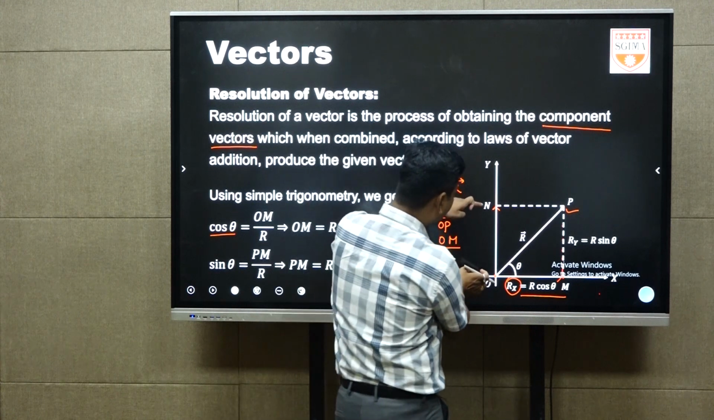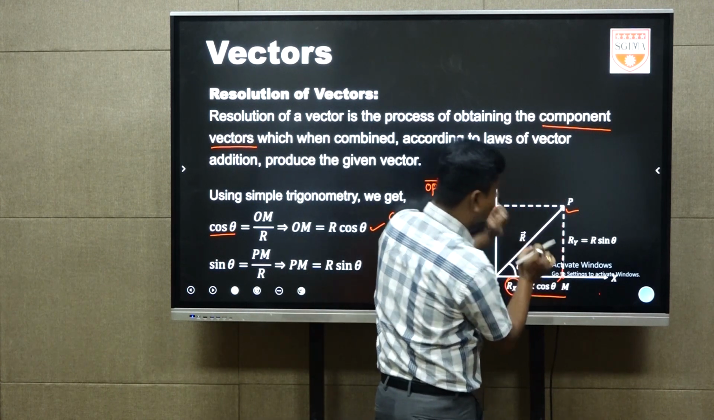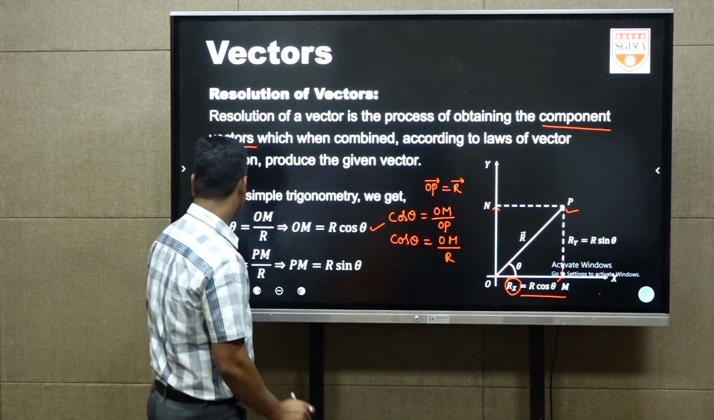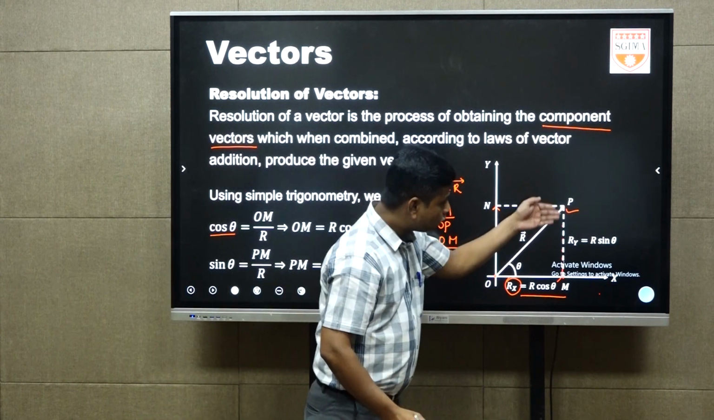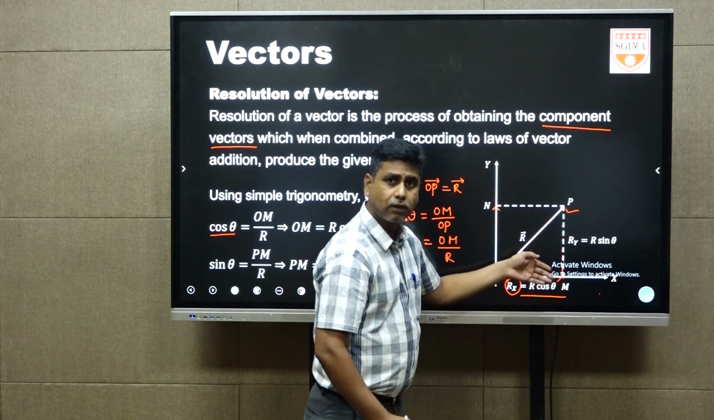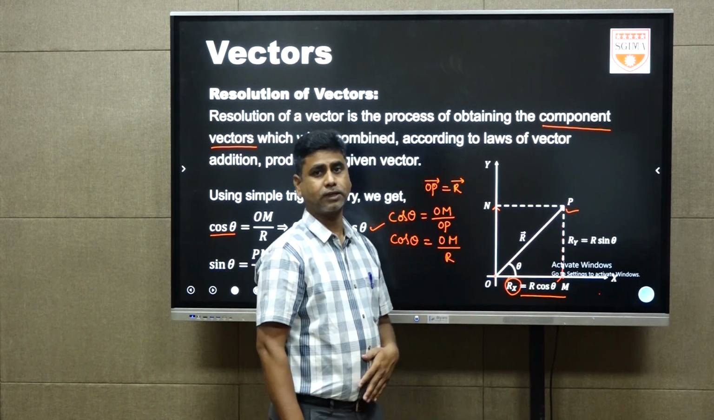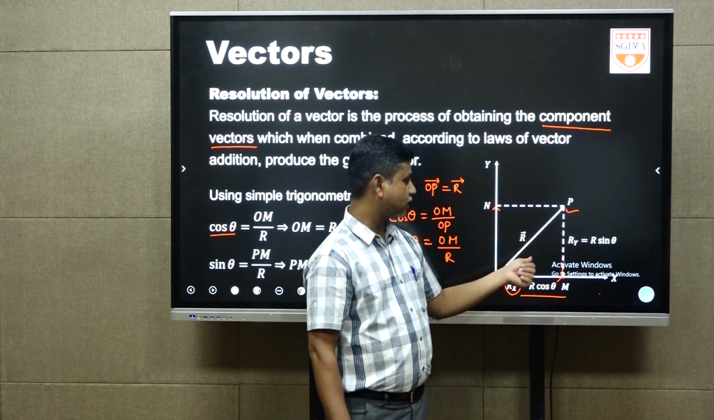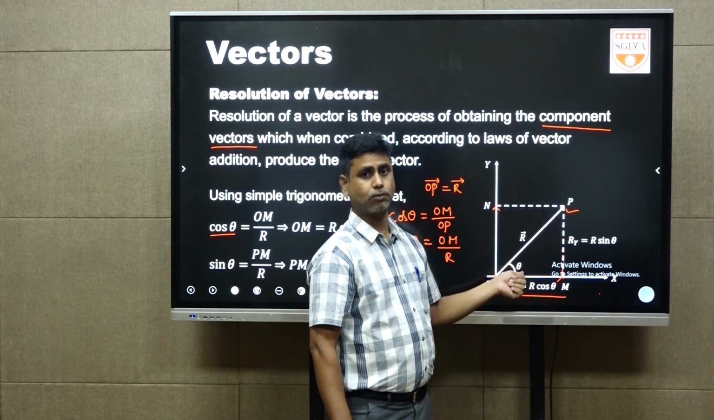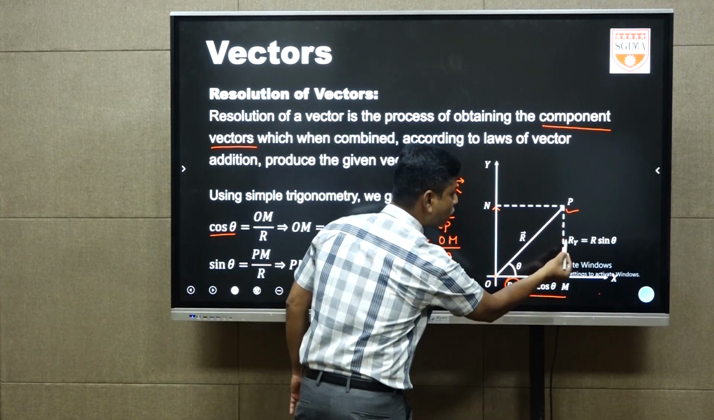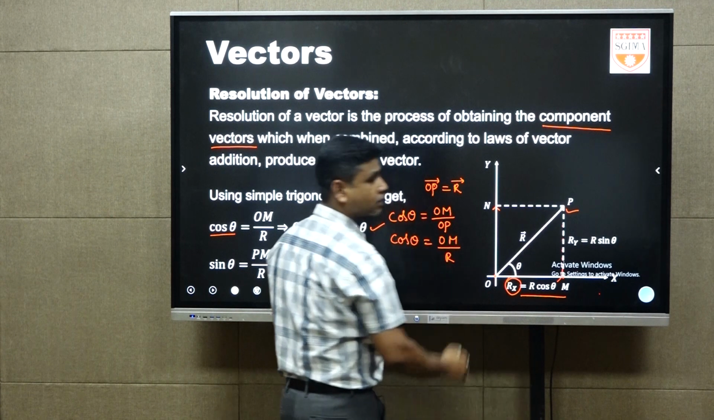Here the length of ON and the length of MP are both the same. From the diagram, MP is the opposite side, which we will also find. How do we find the opposite side? We take a suitable function. What is the suitable function for this? The sine function is suitable. Sin theta equal to opposite upon hypotenuse.